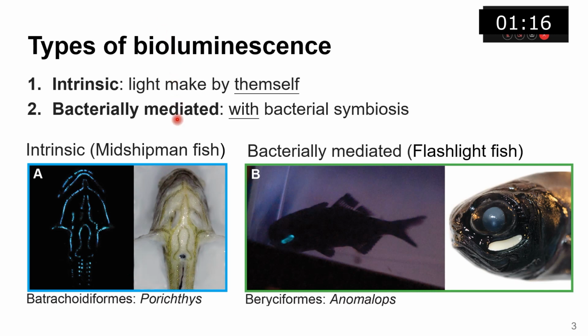The second type is bacterially mediated bioluminescence, which means that the creature creates the bioluminescent light through bacterial symbiosis. So they do not create the light by themselves, but by the bacteria. An example is the flashlight fish. With the bioluminescent organ below the eyes, you can see the pattern of the bioluminescence.